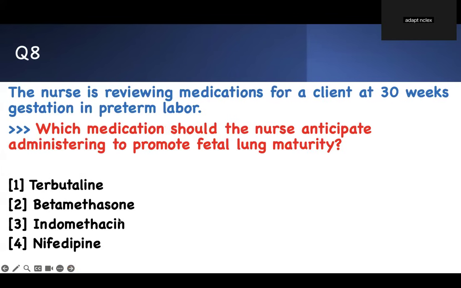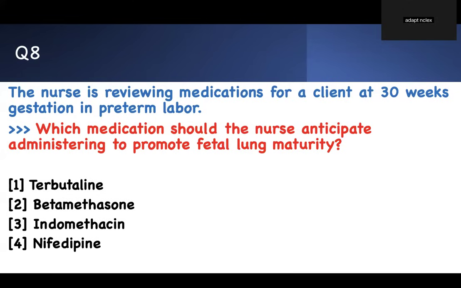Which medication should the nurse anticipate administering to promote fetal lung maturity? This question is about the lung. That's all. And nurse is reviewing medication for a client at 30 weeks gestation preterm labor. Preterm less than 36 weeks. And I want to protect the lung.